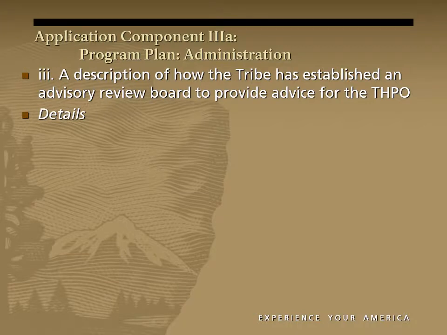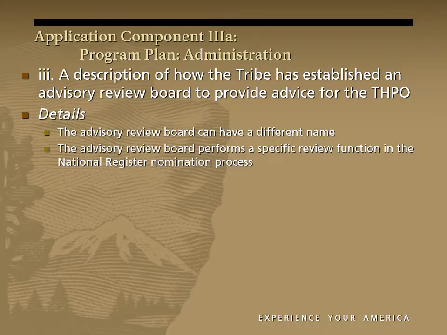The third part of the program administration section is a description of the advisory review board that will provide advice to the THPO and how that board will be constituted. The advisory review board can be called by any name that the tribe sees fit. An advisory review board performs a specific review function in the National Register nomination process. It also provides advice to the THPO on the direction and priorities of the THPO program.